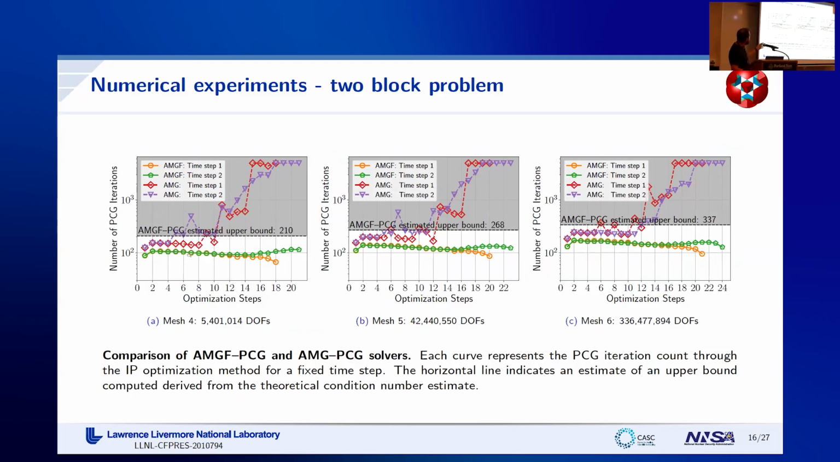This is more analytical, with more extensive results for the last three large meshes. You see the upper bound is, for example, 210 here for the 2 time steps using AMGF. And then this is what would happen if you had solved it with AMG. We capped it at 5,000 iterations because we couldn't go beyond. And this was taking about 2 days to run with AMG.